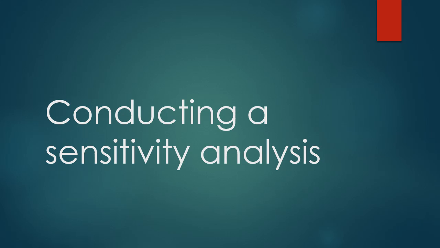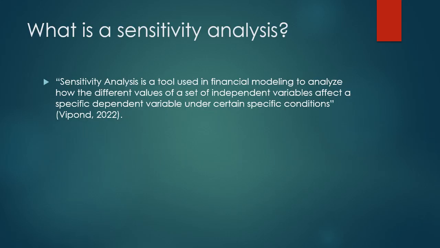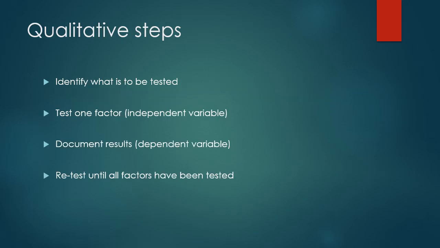Finally, we will touch on capital budgeting and define the types of project risk and how to incorporate them into a capital budgeting analysis. Before we begin, I believe it is helpful to define a sensitivity analysis. Vipond 2022 states, sensitivity analysis is a tool used in financial modeling to analyze how the different values of a set of independent variables affect a specific dependent variable under certain specific conditions.